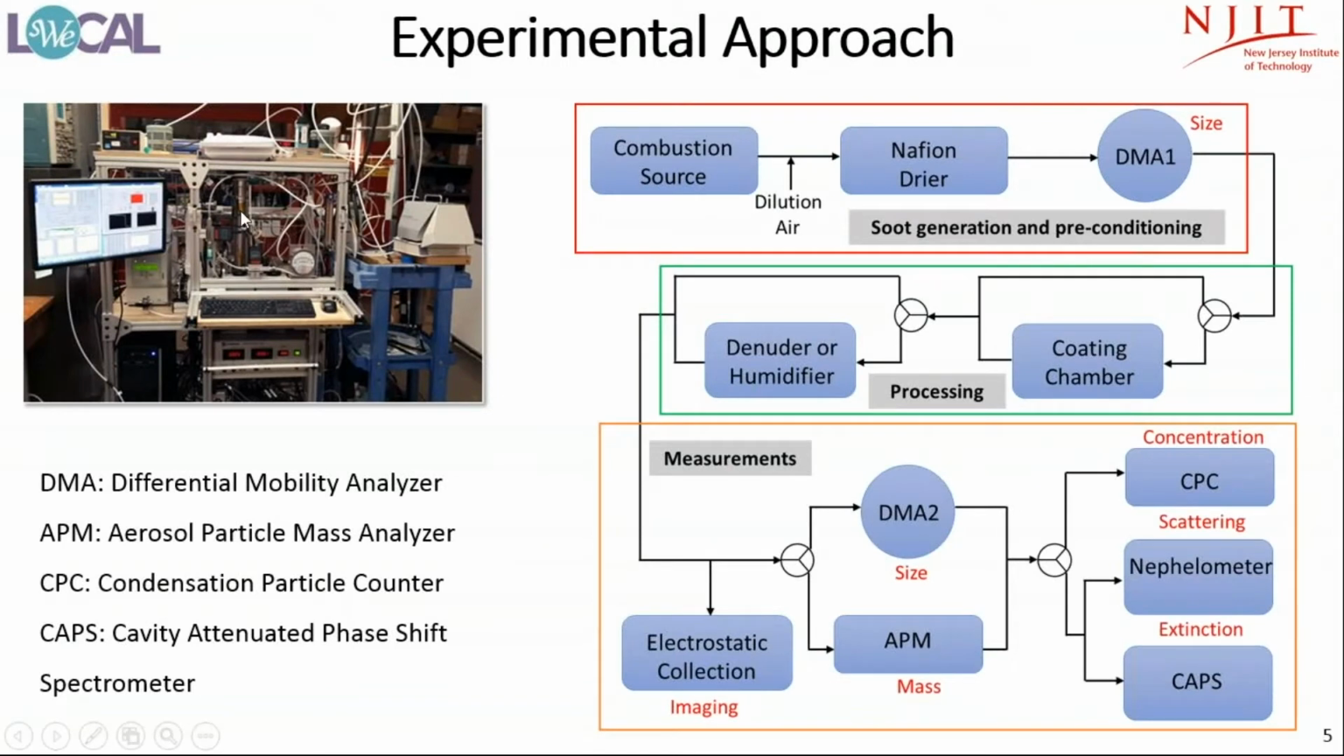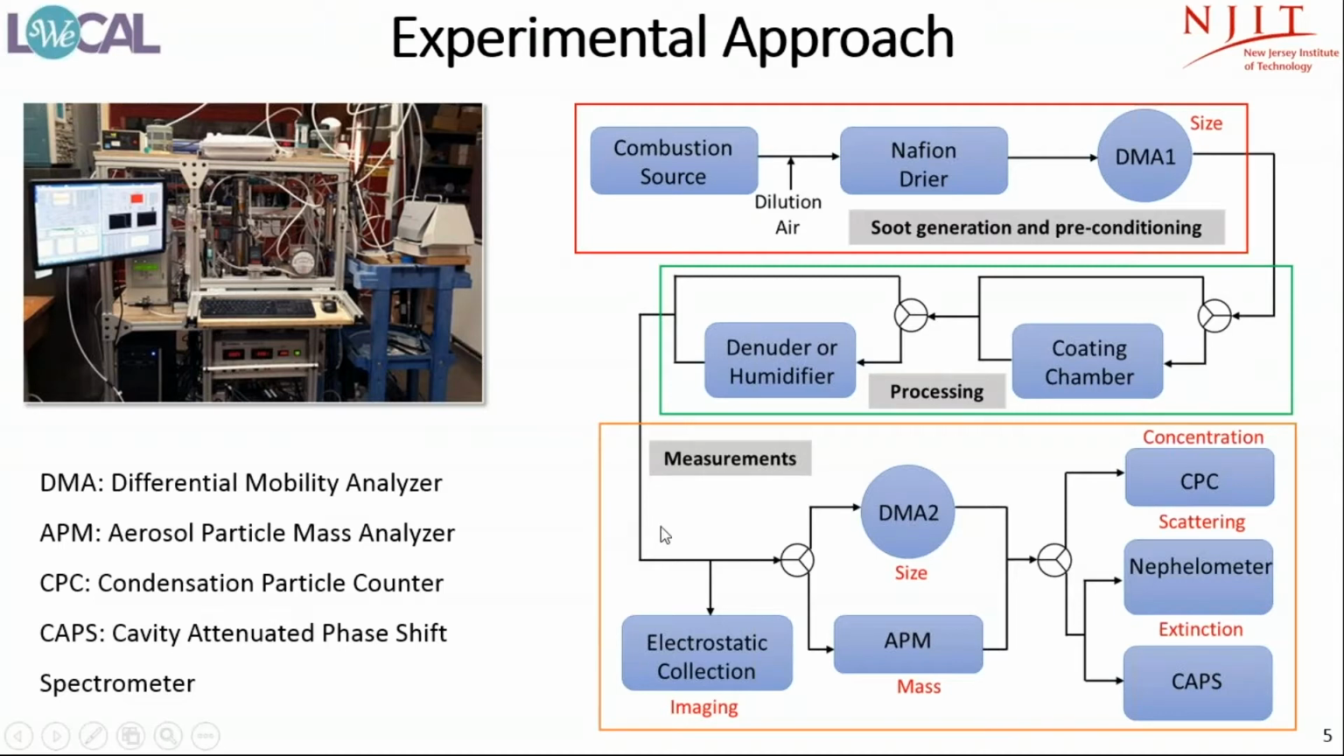So here's a picture of my experimental setup, and on the right is a schematic. I generate soot by burning natural gas in a very controlled environment, of course, and you can see the tiny flame here in the picture. The generated soot particles are dried to remove water vapor and then size selected, after which I expose them to supersaturated vapors of coating materials that are representative of aerosols and gases that are in our atmosphere.